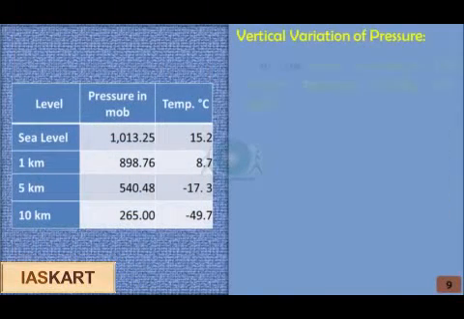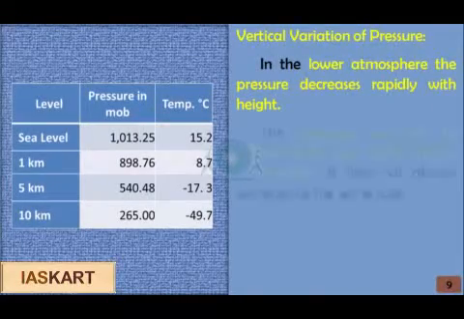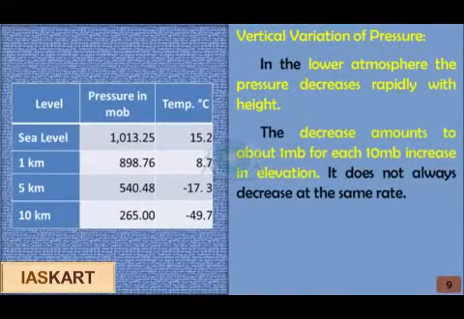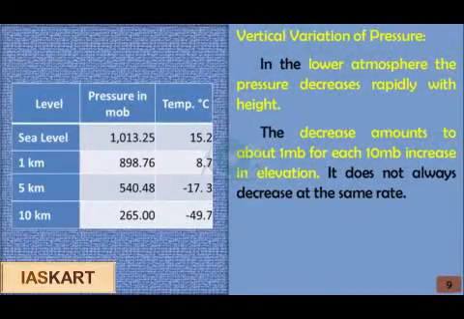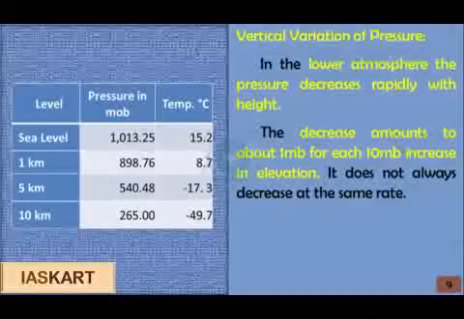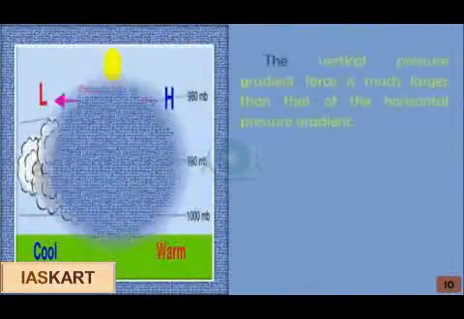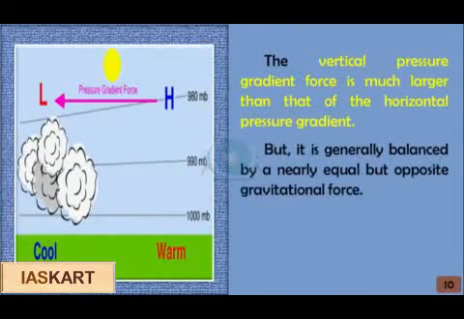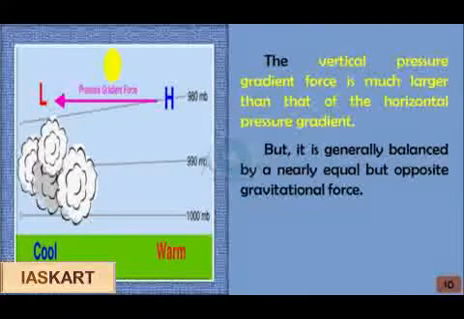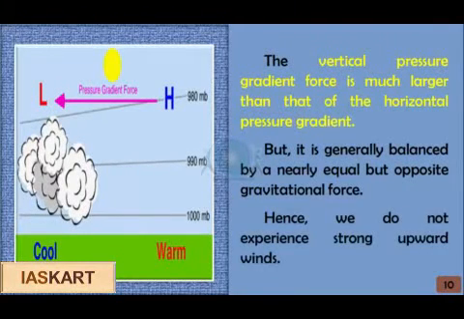Vertical variation of pressure. In the lower atmosphere, the pressure decreases rapidly with height. The decrease amounts to about 1 millibar for each 10 meter increase in elevation. It does not always decrease at the same rate. The vertical pressure gradient force is much larger than that of the horizontal pressure gradient, but it is generally balanced by a nearly equal but opposite gravitational force. Hence, we do not experience strong upward winds.